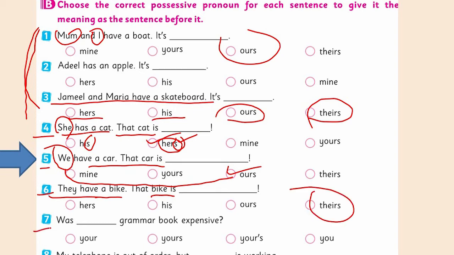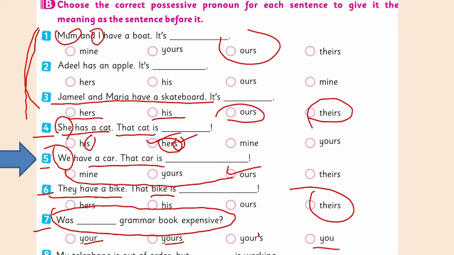Okay, the seventh one. Was grammar book expensive? Now this sentence is in interrogative form, a question form here. Someone is asking a question about a grammar book. Grammar book expensive. Here what will we choose? Yours, or your, or you.